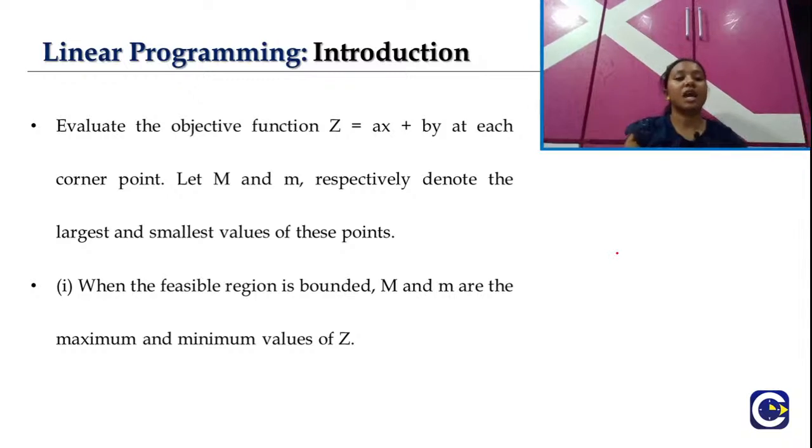The next step is to evaluate the objective function, that is Z equal to ax plus by, at each corner point. We cannot neglect any of the corner points. We have to evaluate the given objective function at each of the corner points. Let capital M and small m respectively denote the largest and smallest values of these points. That means this is the maximum value and this is the minimum value of the objective function. When the feasible region is bounded, capital M and small m are the maximum and minimum values of Z.